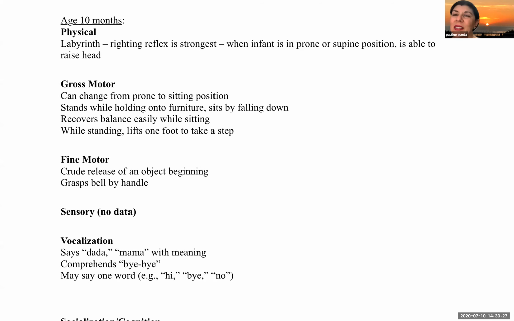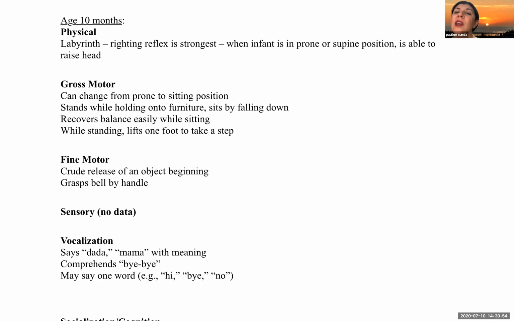Age 10 months, the labyrinth righting reflex is strongest here. And this is when the infant is in a prone or supine position and they're able to raise their head and they're trying to put their body back in the correct position. Gross motor. Here they may stand while holding onto furniture, but they'll sit by falling. While standing, they may actually lift one foot to take a step.